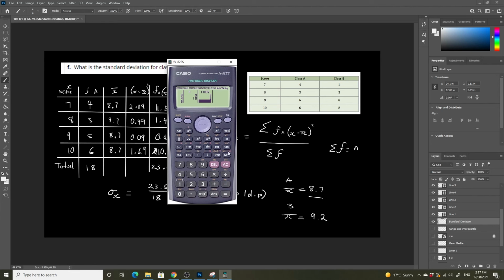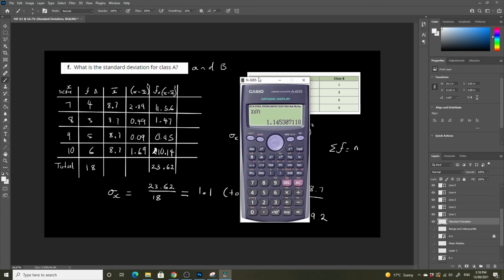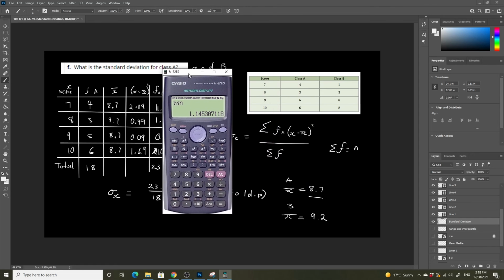Then we hit all clear, shift, 1. We go to 5 for the variables, and we can see here in this one it has x sigma n and x sigma n minus 1. N minus 1 is going to be your sample standard deviation, but we want our population standard deviation, so we're going to hit 3, and we're going to hit equals, and rounding that up we still get 1.1. So that's like a much quicker method.